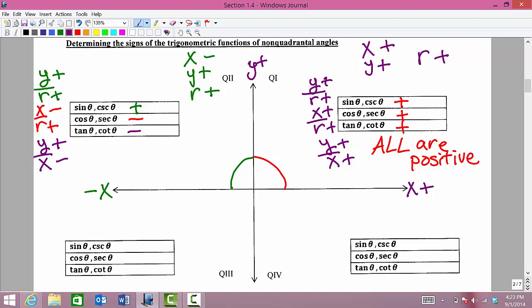So here in this quadrant, we would say that sine, let's write what's positive here, sine and cosecant are positive. If we remember that sine is positive, then we should also remember that cosecant is positive because they are reciprocals.